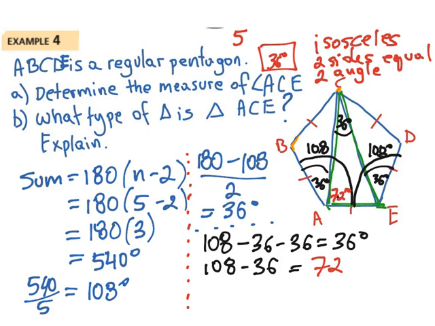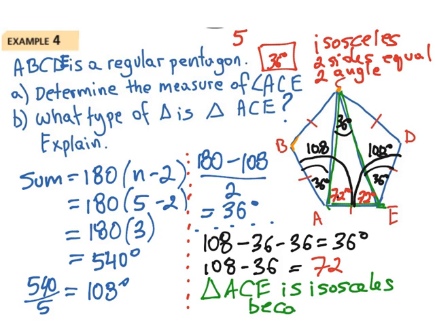And if a triangle has two equal angles, it has to be isosceles. So we can say that triangle ACE is isosceles because it has two equal angles.